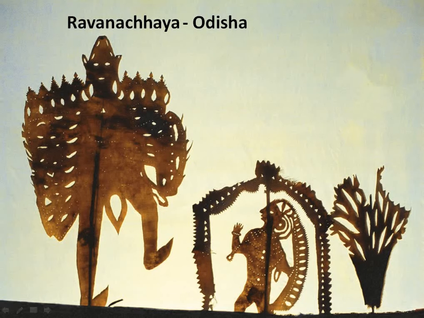Now coming to the next one, Ravanchaya. What is this? Chaya means shadow. Again, it is a type of shadow puppet. This is from Odisha state. Let's talk about this one. This is a form of shadow puppetry which originates in the state of Odisha.